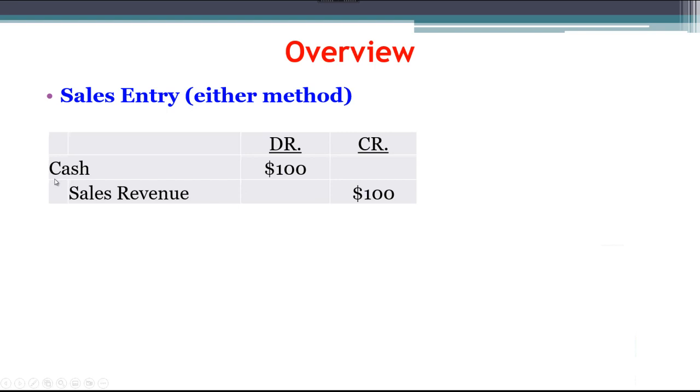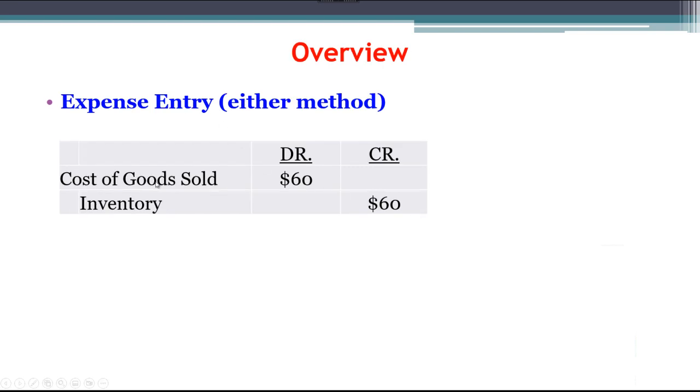You'll either have a debit to cash if it was a cash sale, you might have a debit to accounts receivable if it was a credit sale, and then you're going to credit sales revenue for $100 in this example. Now the expense entry, let's say it was a $60 product that we paid for. We debit cost of goods sold for $60 to increase that expense. We credit inventory asset to decrease that.